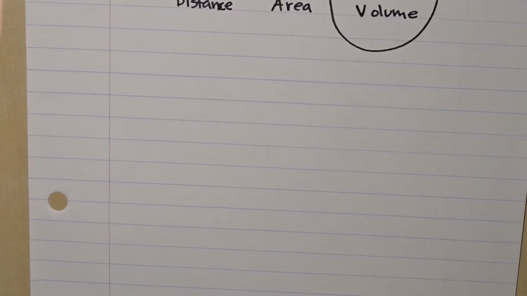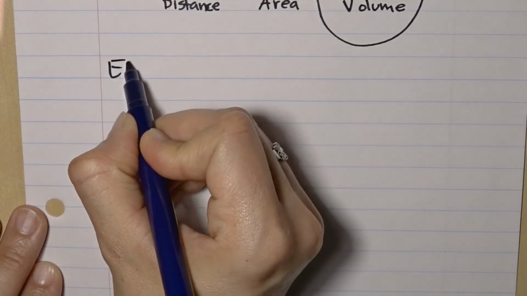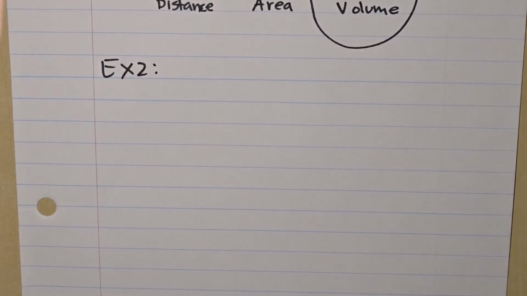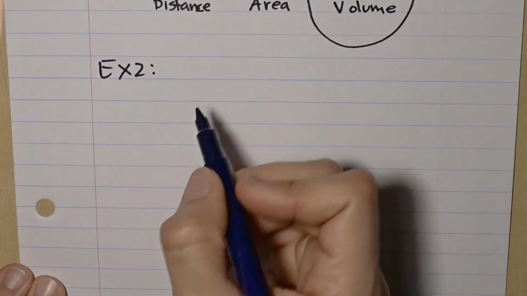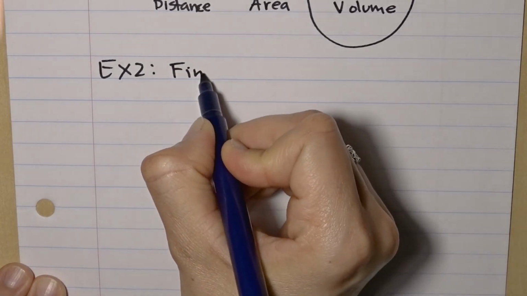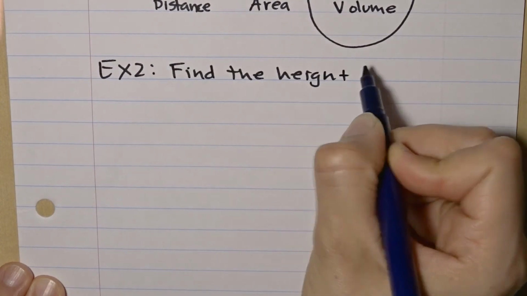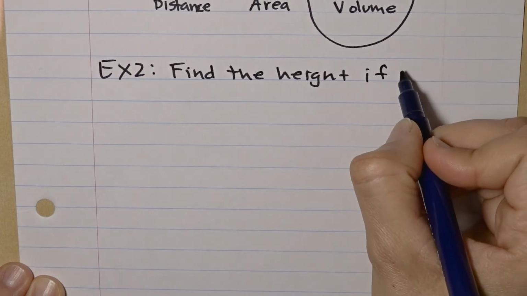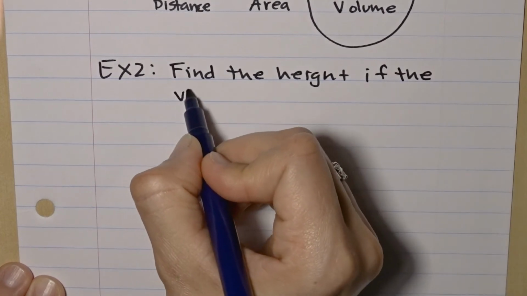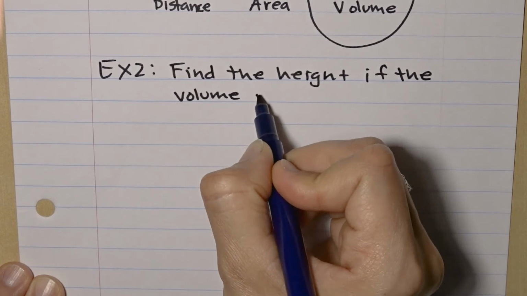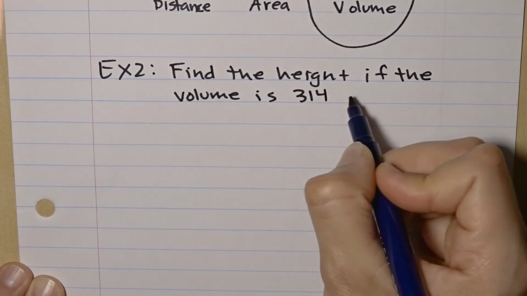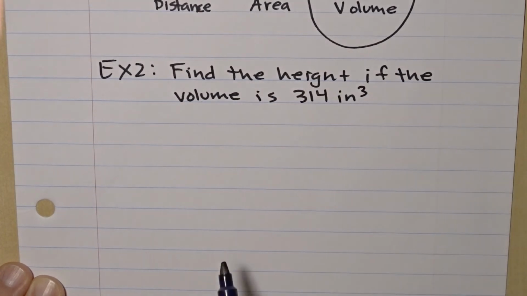All right, example 2. Example 2 is going to be the same type of example, except what do I do when one of my dimensions is missing? I'm going to show you how you can find the missing dimension. So this one says that you want to find the height if the volume is 314 inches cubed. And we're given a cylinder.